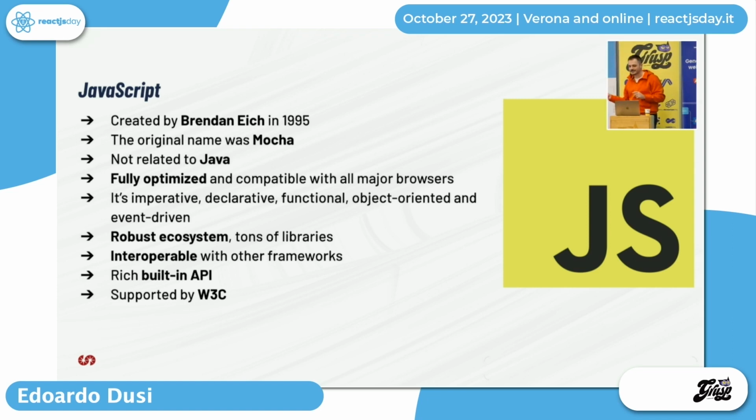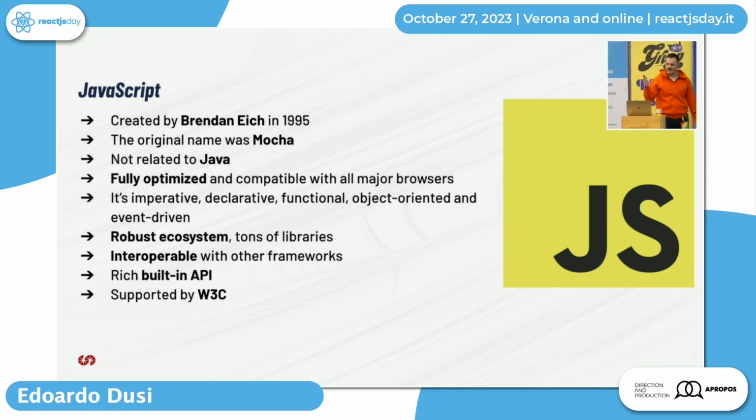It is fully optimized and compatible with all major browsers. It's imperative, it's declarative, it's functional, it's object-oriented, and it's event-driven. It has a robust ecosystem. It has tons of libraries, is interoperable with frameworks, has a rich built-in API, and it's supported by W3C. And actually, I have the demo.